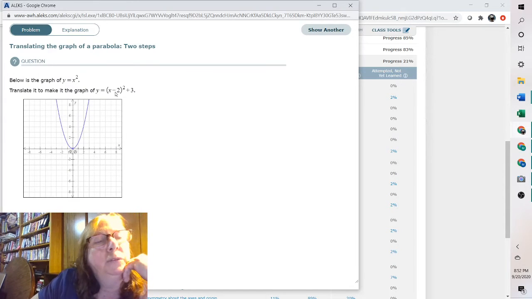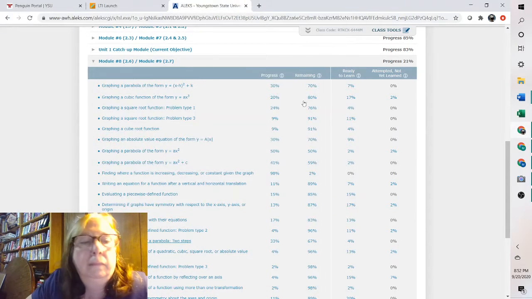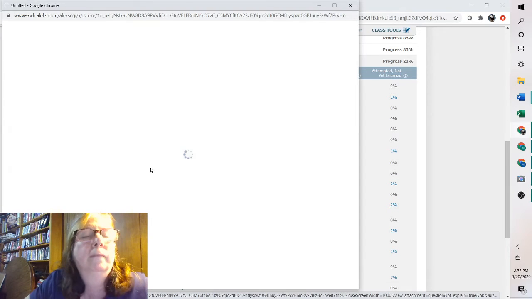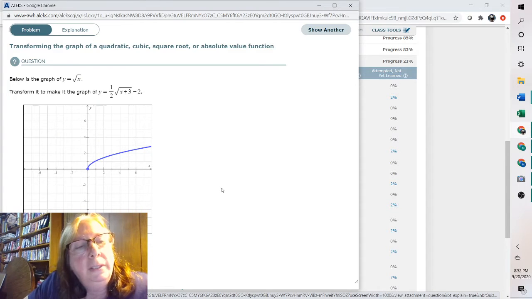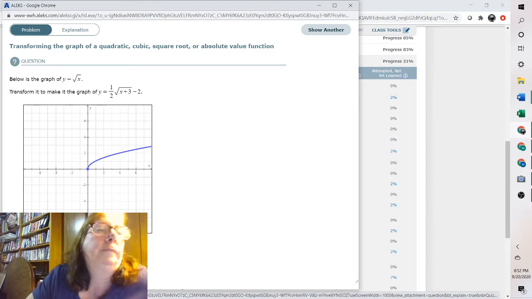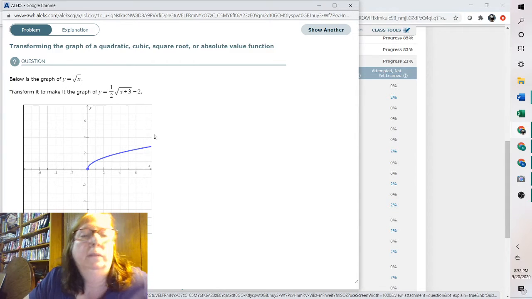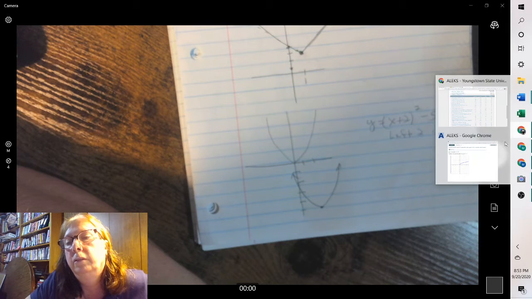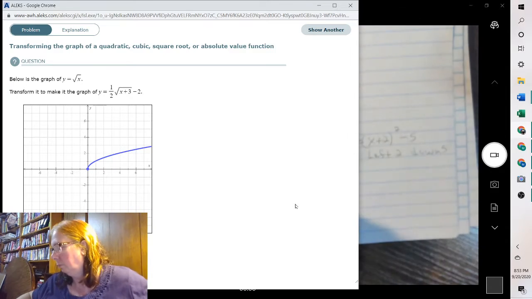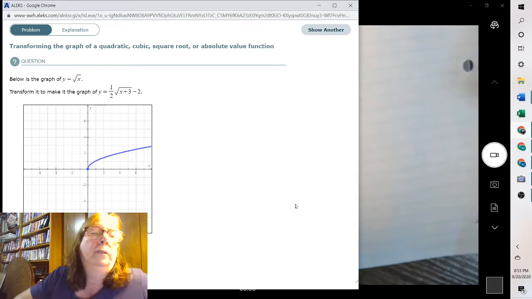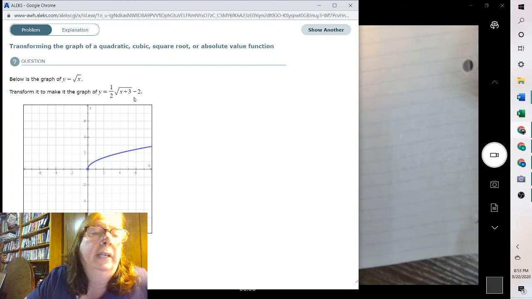Okay, this one, inside moves right or left, opposite of the sign, so it's going to move right 2. And then the plus 3 moves it up 3. So this vertex will move right 2 and up 3. These use the same rules. So this one is going to move, oh, we might need the, just in case. So if we look at this one, the 3 moves opposite of the sign, so it's going to move left 3 and down 2. But that 1/2 is going to change it. Let's see how they want you to show that.